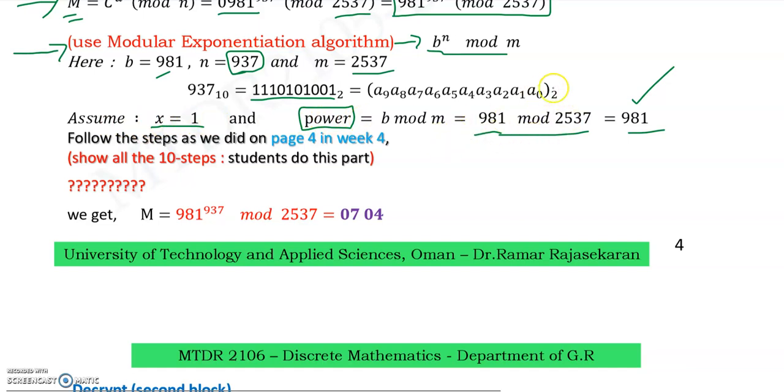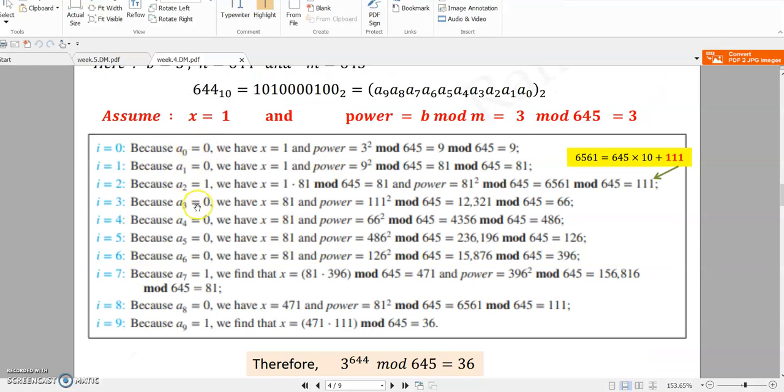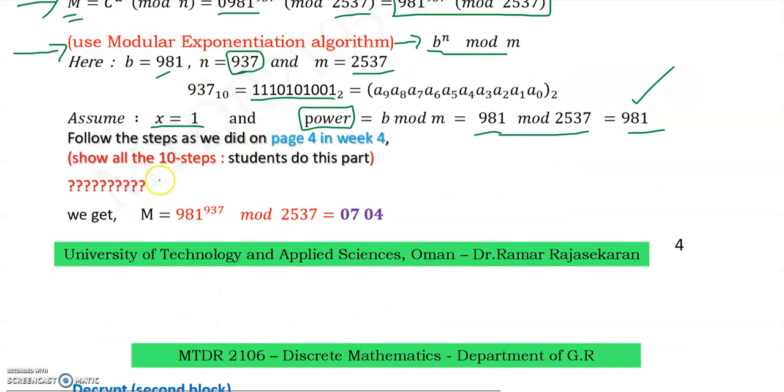We have to start from A0. Here I have not written the steps; actually we have to write 10 steps. I explained a problem like this in week 4, the last week. Like this you have to write A0 how much, A1 how much, A2 how much, until A9. You have to find all these values step by step. This is not the answer, but like this you have to write all the values. That's why I put question marks 10 times.